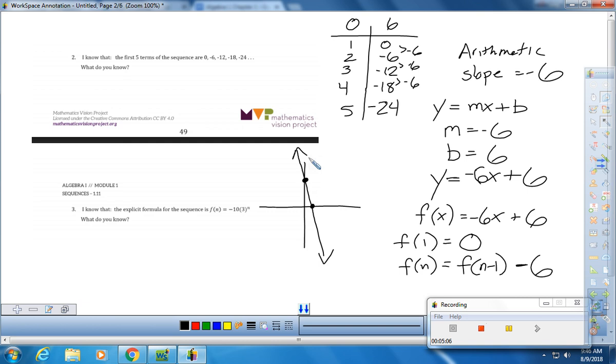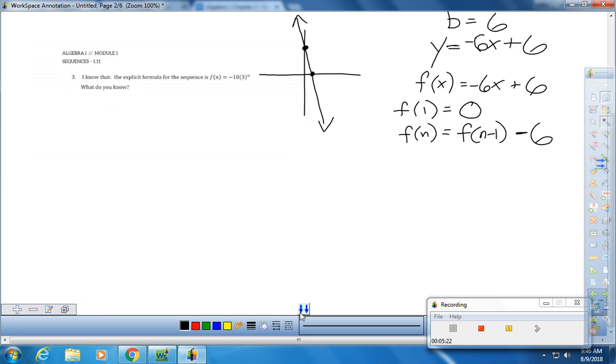I know that the explicit formula for the sequence is f of n is negative 10 times 3 to the n. What do you know? Well, this one just ramped up in difficulty a lot. Well, let's just put in some numbers. So let's make a table.